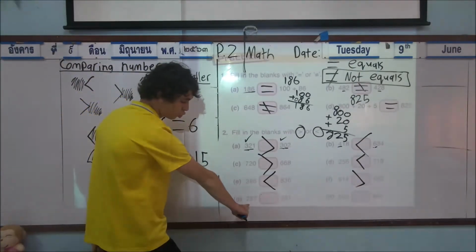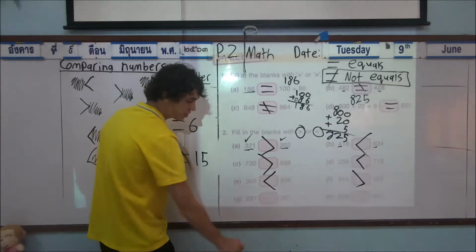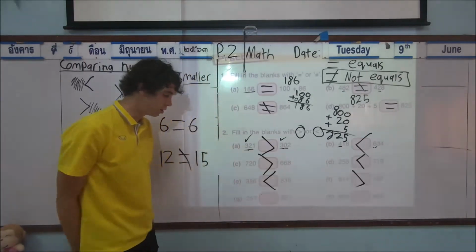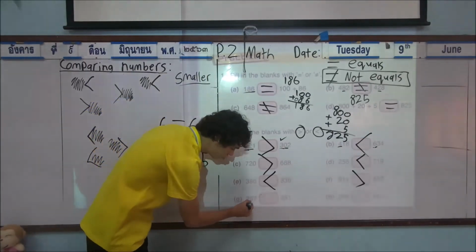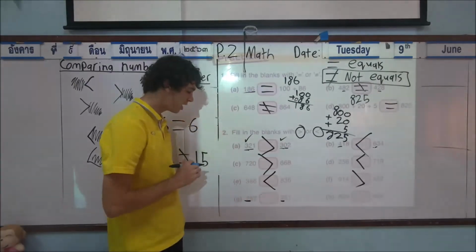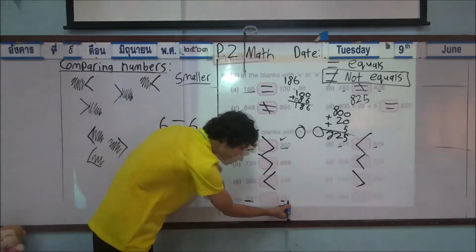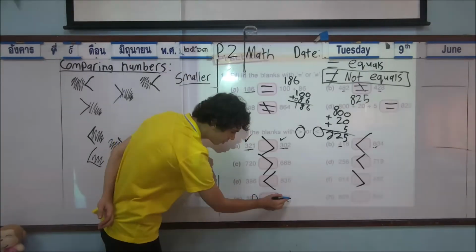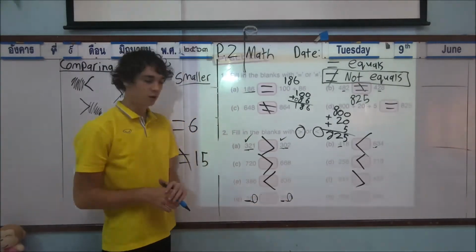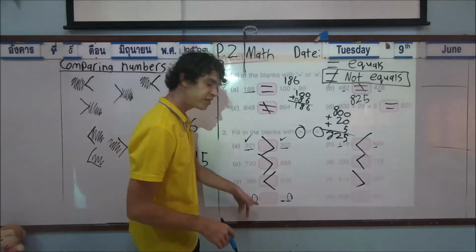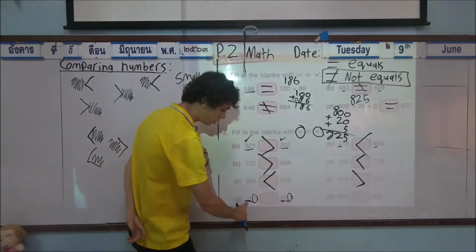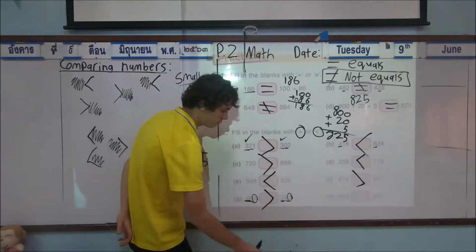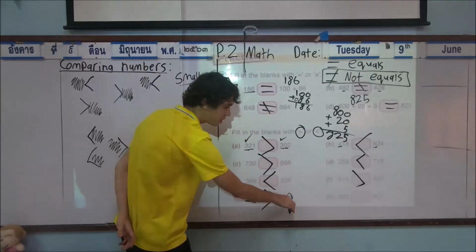Okay, G, 257 and 251. Let's see, the hundreds are the same. The tens are the same. So I have 7 and 1. Which one is bigger? The 7 is bigger. So 257 is bigger than 251.